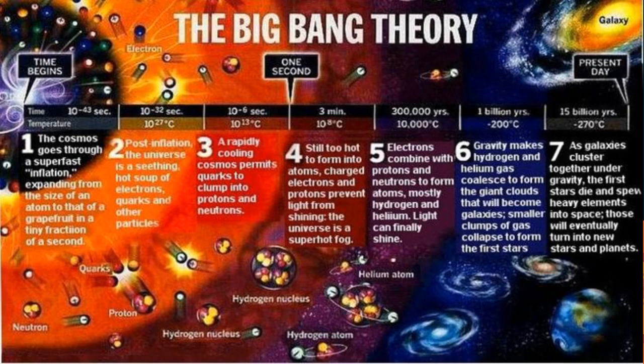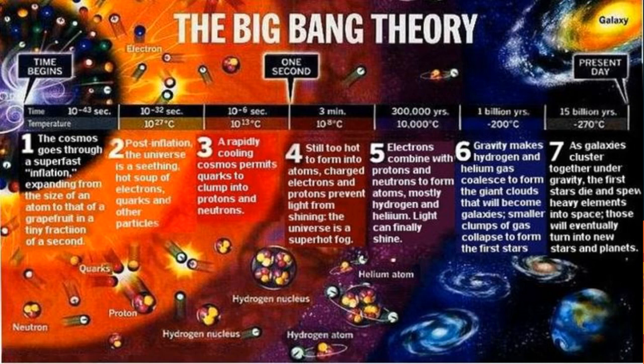3. A rapidly cooling cosmos permits quarks to clump into protons and neutrons. 4. The universe in this period is still too hot to form atoms. Charged electrons and protons prevent light from shining. The universe here is a superhot fog. 5. Electrons combine with protons and neutrons to form atoms, mostly hydrogen and helium. Light can finally shine in this age.